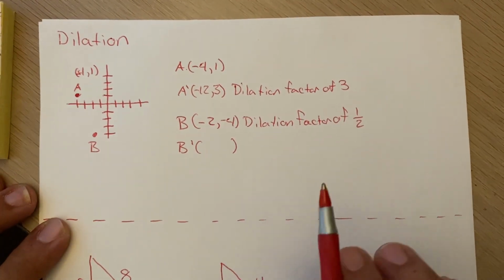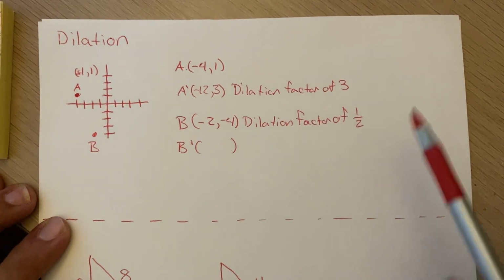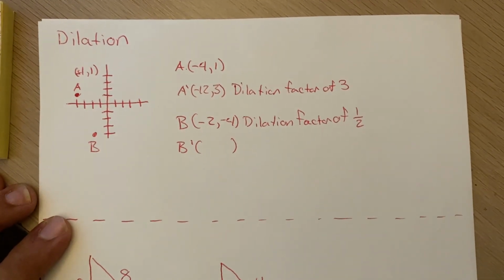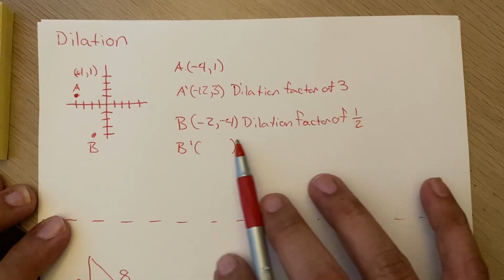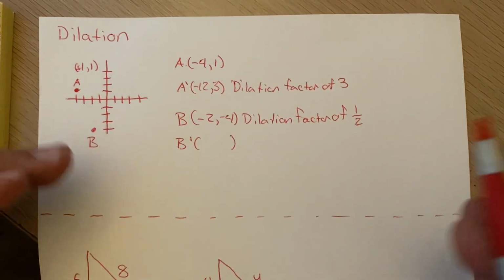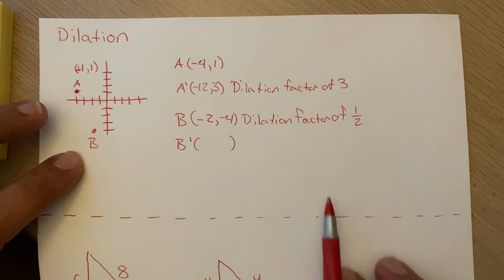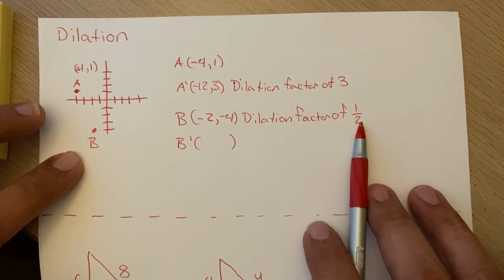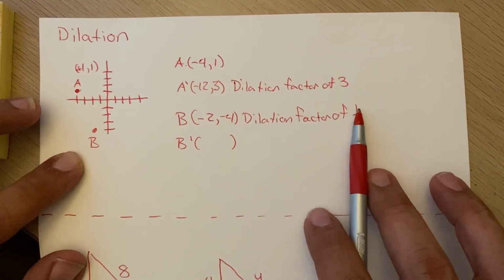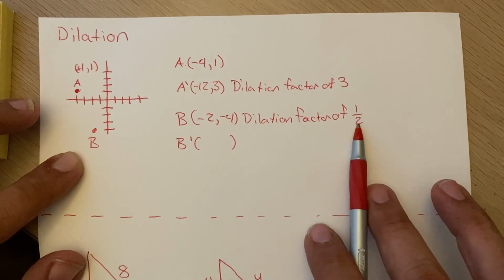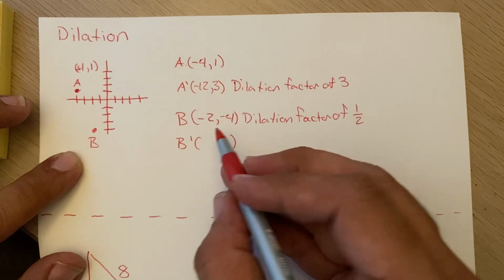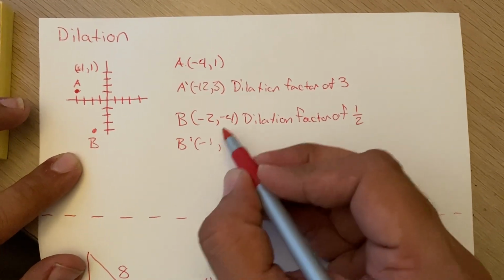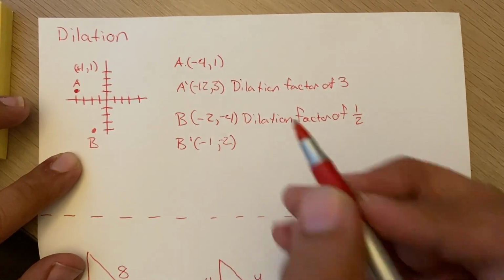The signs don't change when you do a dilation unless you're multiplying by a factor that's negative, which is not common in this year, so we're not going to be doing that. What if you don't want to make something bigger? What if you want to make it smaller? So we'll do that with point B. The dilation factor is 1/2. When you have a fraction, it literally means divide by this number, 2. So we're going to be dividing these by 2, causing B to become -1 and -2.